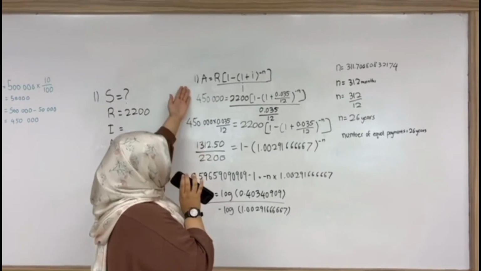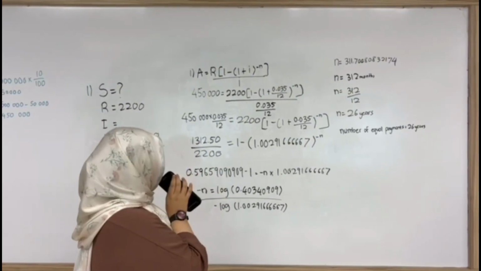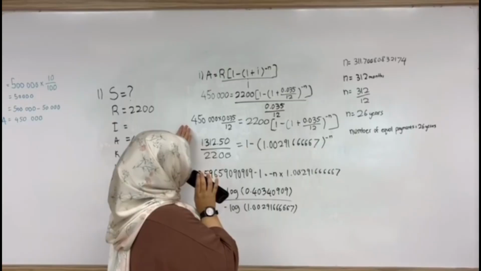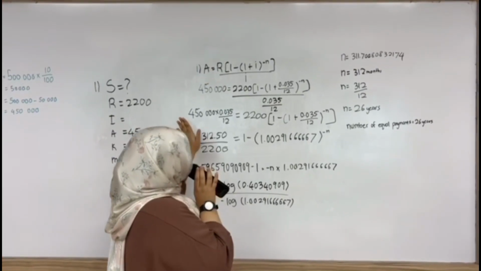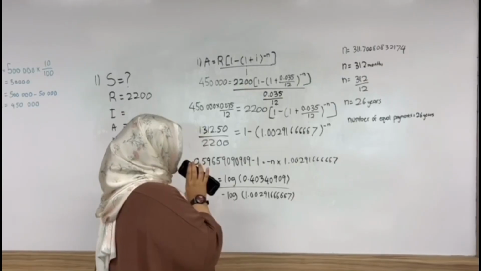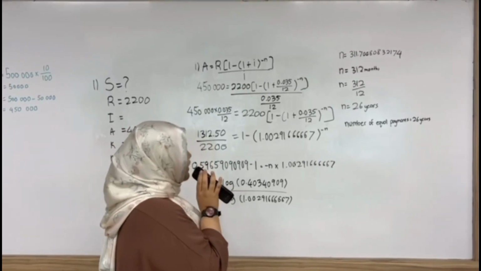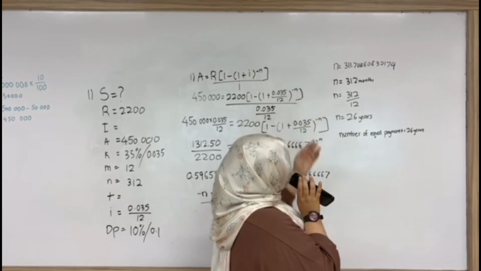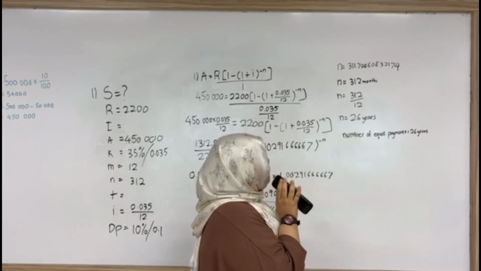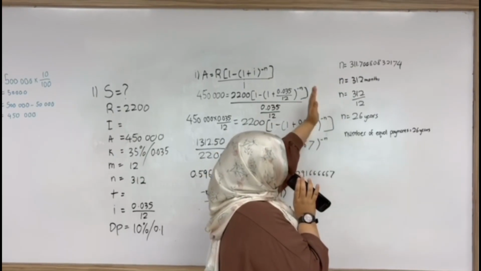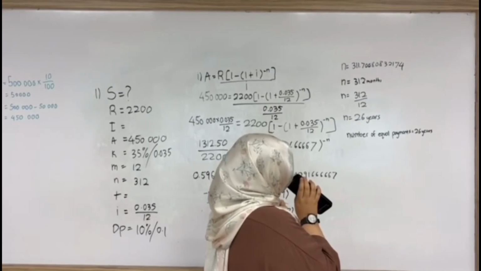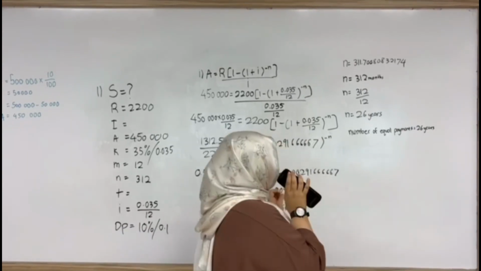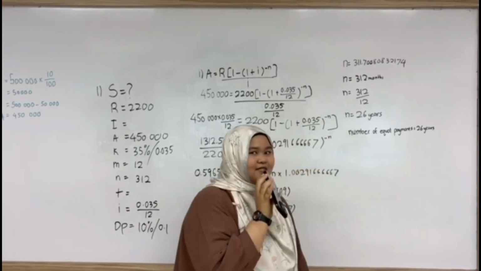So, this is the formula that we need to use to find our n. Okay, so this is the calculation. We need to solve the calculation, and then we need to use the log to find our n. And this is the calculation, with our final answer. So the number of equal payments we got is 312 months, and then we need to divide by 12 to get the answer in years. So the answer is 26 years.